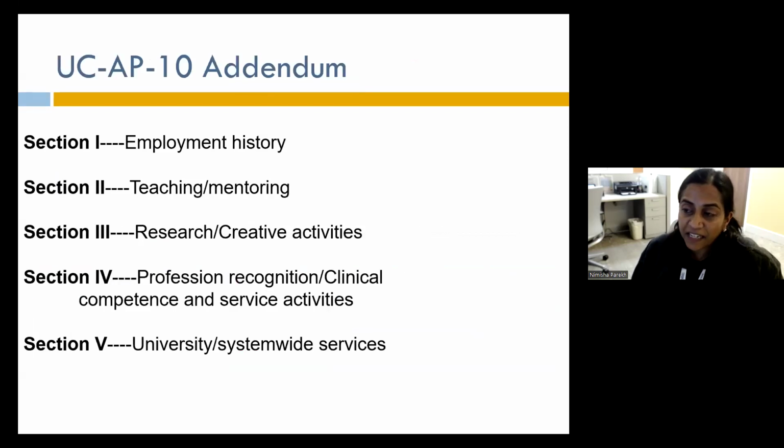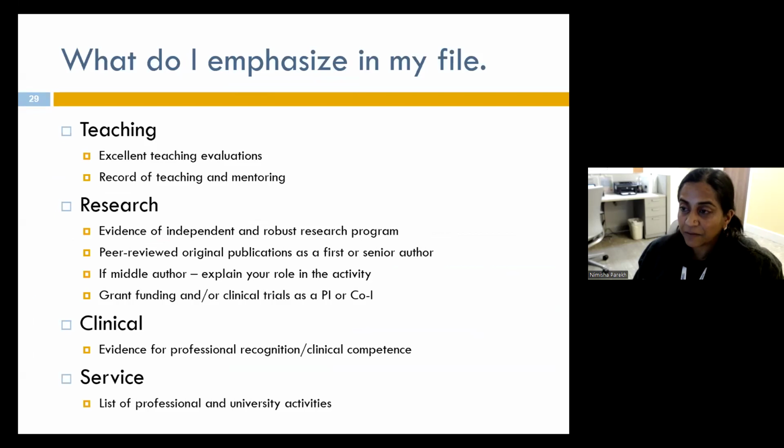So the AP 10 has 5 sections. Section 1 is the employment history. Section 2 is about your teaching and mentoring. Section 3 is about research and creative activities. Section 4, professional recognition, clinical competence, service activities. And then Section 5, university and system-wide services.